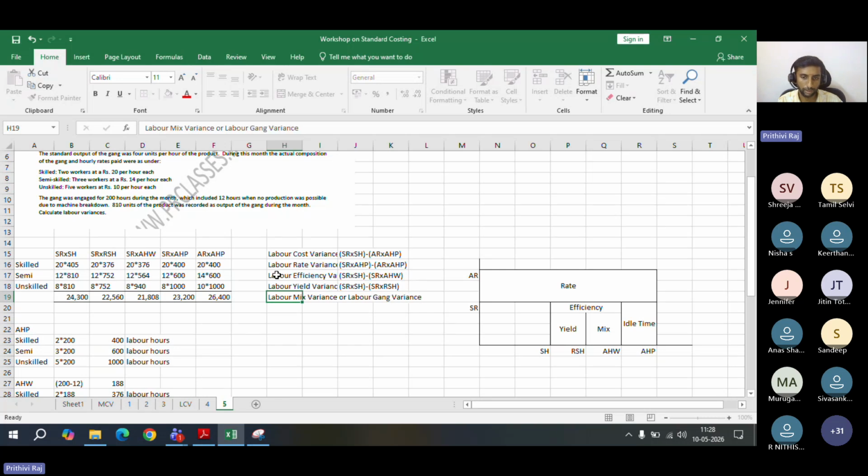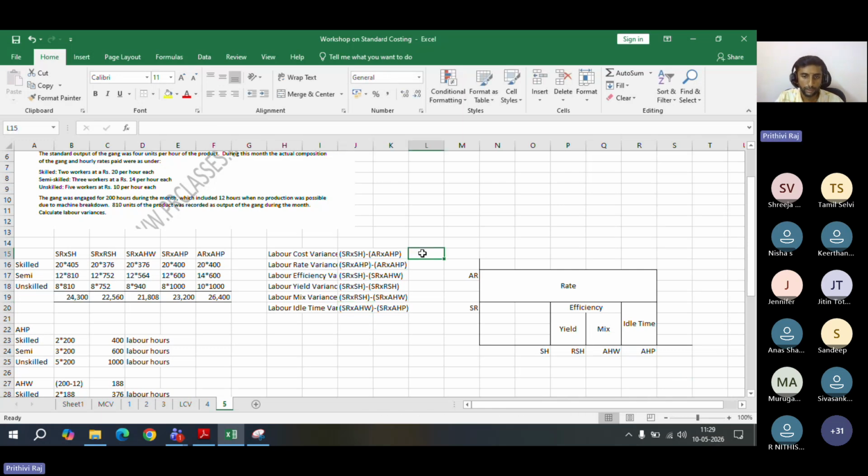Labor mix variance is also called gang variance. The formula is SR into RSH minus SR into AHW. The last one is labor idle time variance: SR into AHW minus SR into AHP.